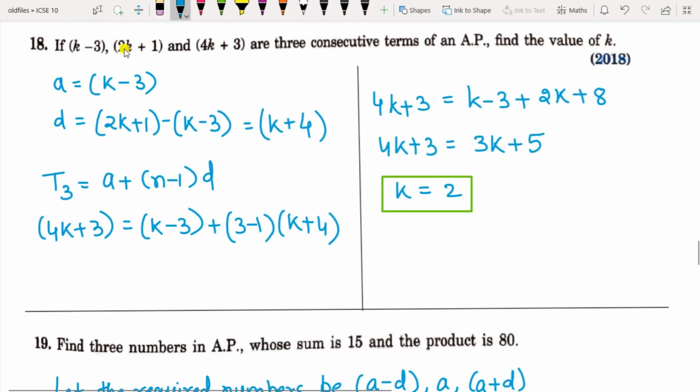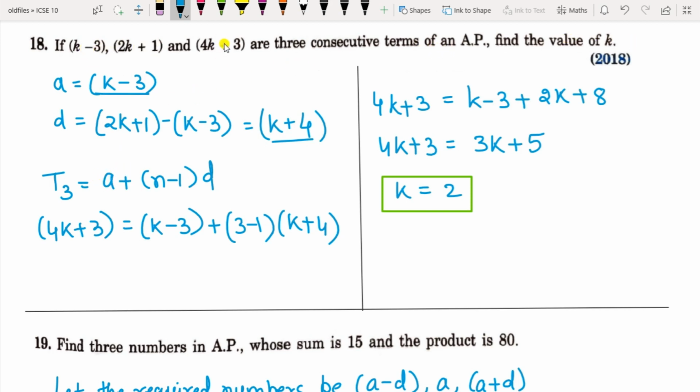Question 18 here is, these are the terms given in the form of K. Here are the three consecutive terms of an AP. You have to find the value of K. This was asked in 2018. So A in this case is K minus 3. The difference will be, subtract these two numbers, so it is K plus 4. This is D, and therefore you have to find the value of K.